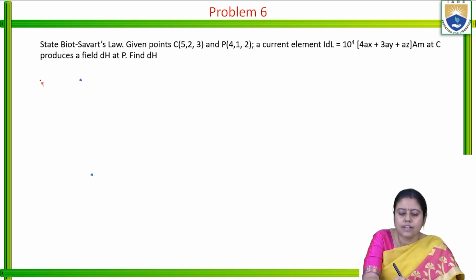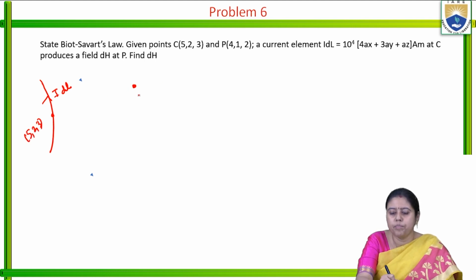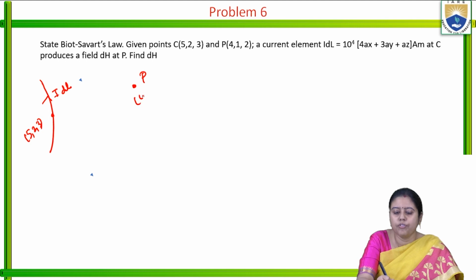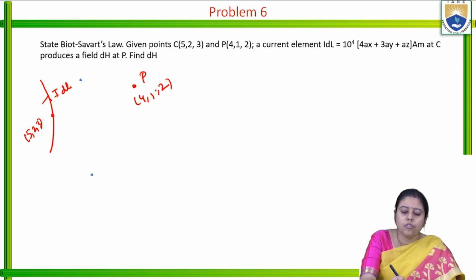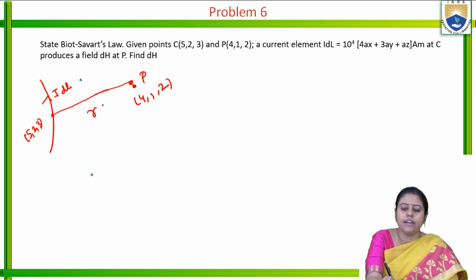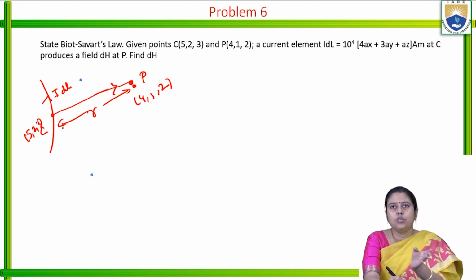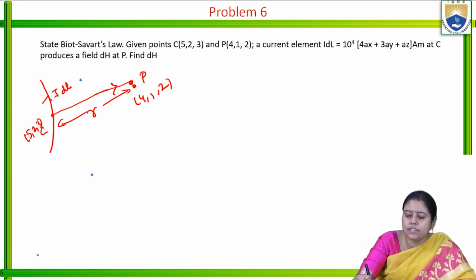Given a current carrying conductor, the current I dl is flowing. This small element is at the point C (5, 2, 3), and another point is P, which is (4, 1, 2). So what do we have to do first? We have to calculate the value of this radius, so that we are calculating the intensity from the point C to P.